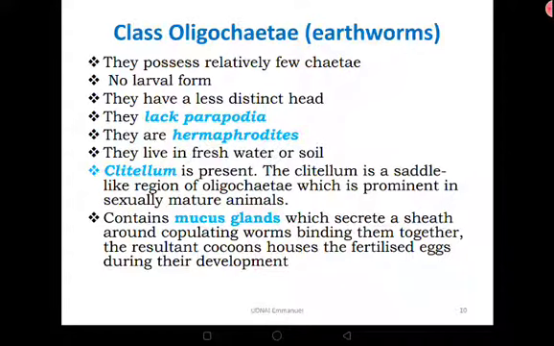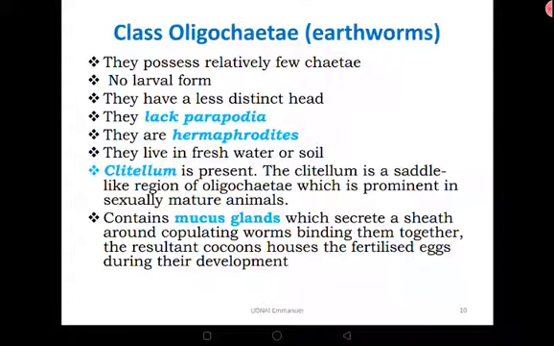The oligochaetes. So let's look at their general characteristics. They possess relatively few chaetae or setae, and they do not have larval forms. They have a less distinct head, meaning you cannot easily identify the head. They do not have the parapodia. Remember, in the lugworm, the parapodia were there, those larger projections from the body wall, laterally located. However, they have the chaetae, but not so many compared to the polychaetes.